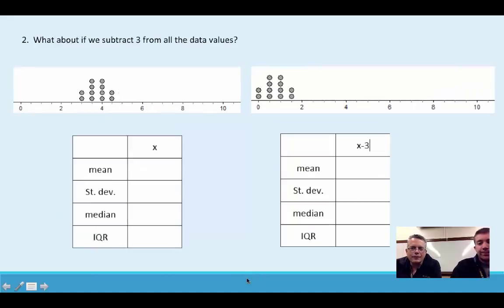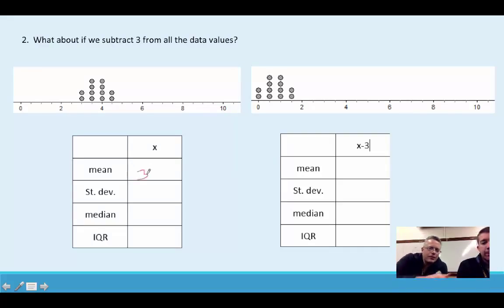All right, let's do something else. Now we're subtracting. It scooched to the left a little bit. If you notice carefully in the second graph, they went 3 to the left. So addition and subtraction work the same way.